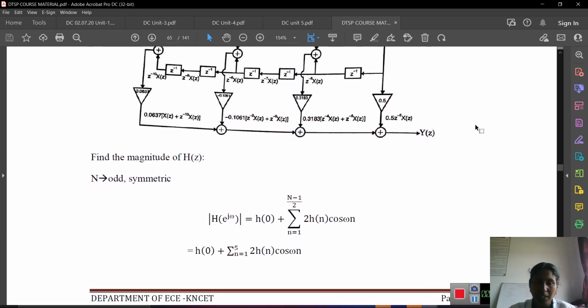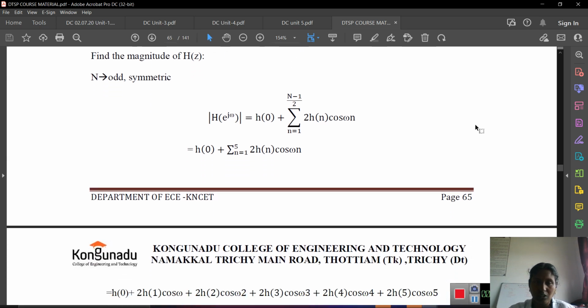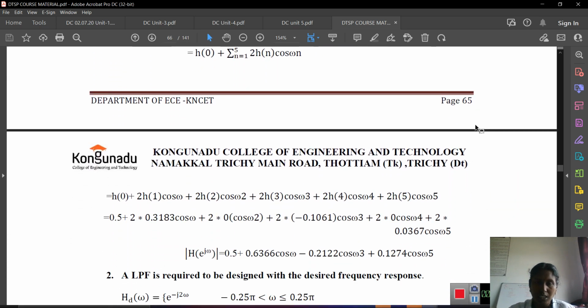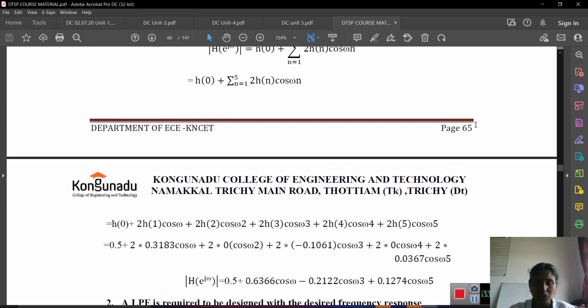Then we go for the magnitude function of H(z). A separate formula is available: h(0) plus summation n equals 1 to (N minus 1) by 2 of 2 h(n) cos ωn. Then we elaborate the summation value, then we have to write the function.